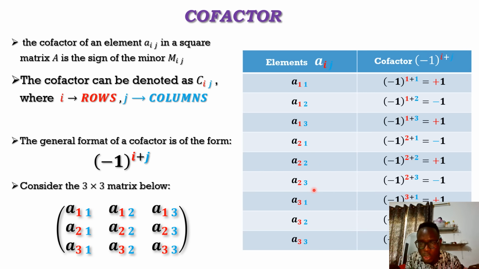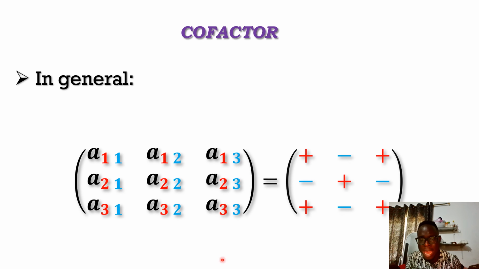So when it comes to the element in position 2, 3, second row, third column, the exponent will be 2 plus 3, which is 5, an odd number, and its cofactor will be negative, and so on. So in general, when you consider the entries of the 3 by 3 matrix, their respective cofactor will be plus, because when you sum 1 plus 1, the answer is 2, which is even, and if -1 is raised to an even power, it will be positive. So here it is positive.